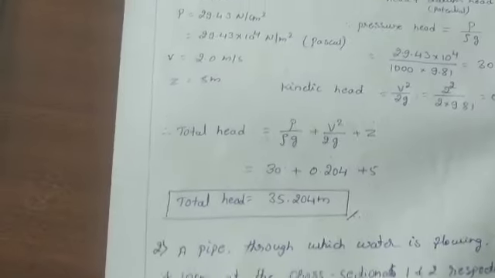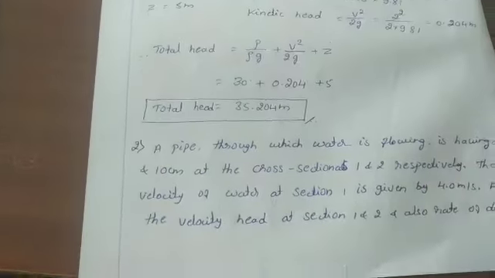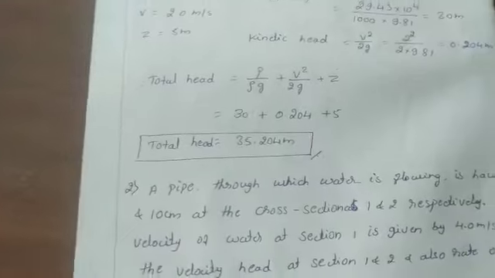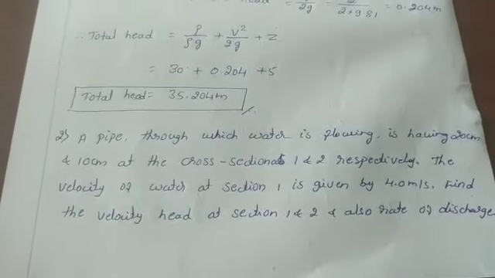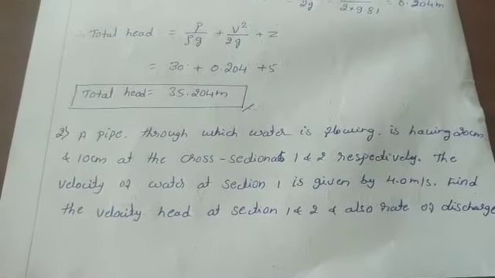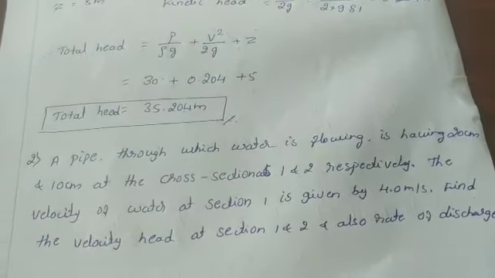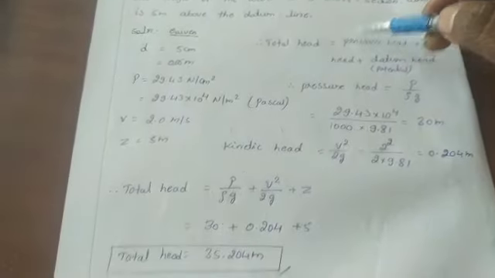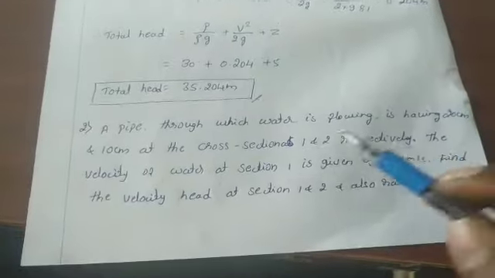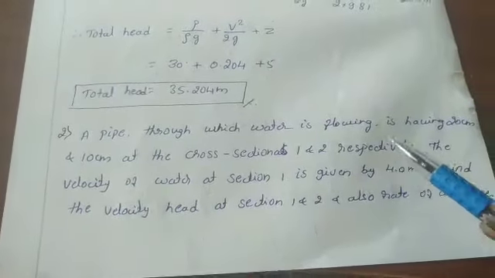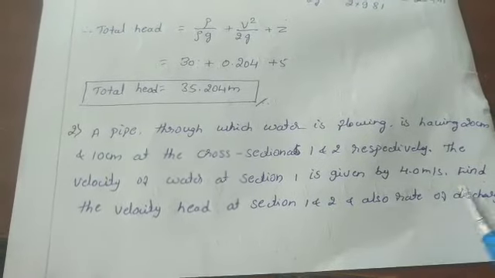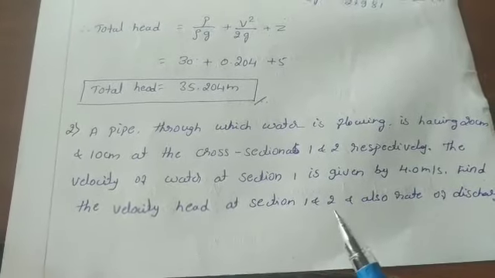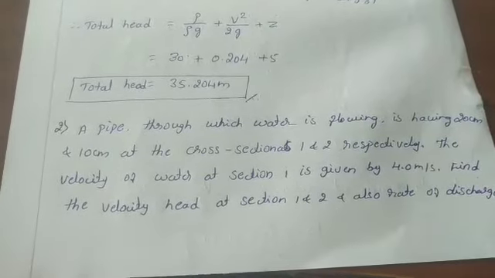So now we go for the next simple problem. We can go through that second one. A pipe through which water is flowing is having a 20 centimeter and a 10 centimeter diameter at the cross sections 1 and 2 respectively. Here they have to take two points, 1 and 2, respectively. The velocity of water at section 1 is given as 4 meter per second, and find the velocity head at sections 1 and 2, and also the rate of discharge.